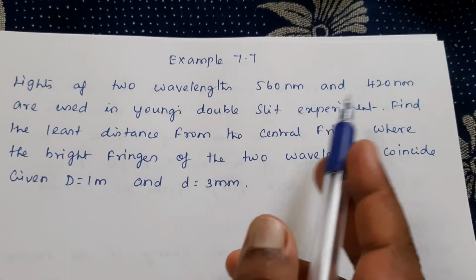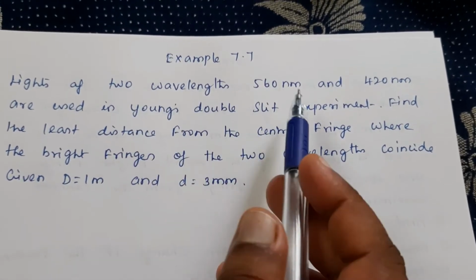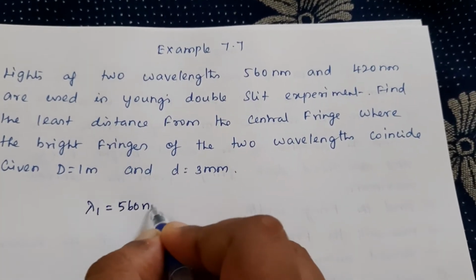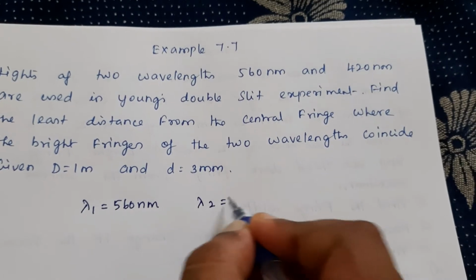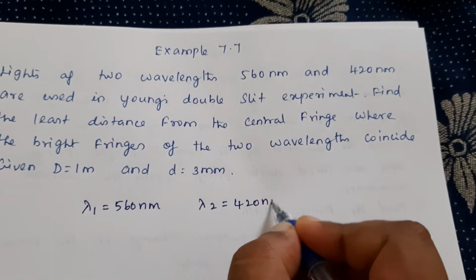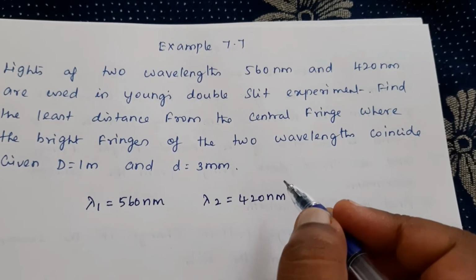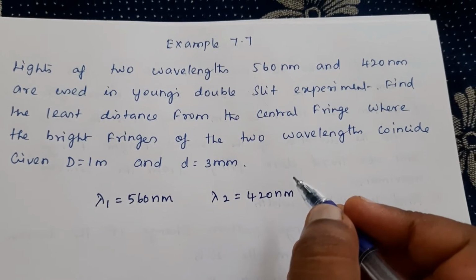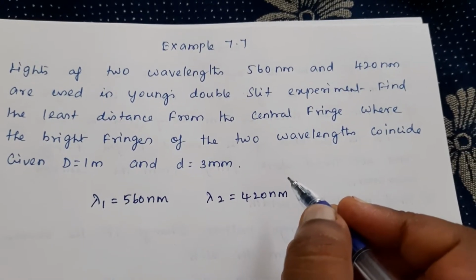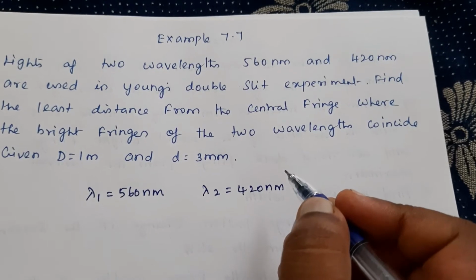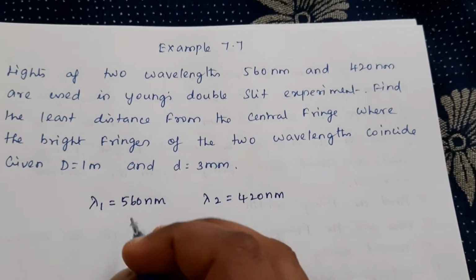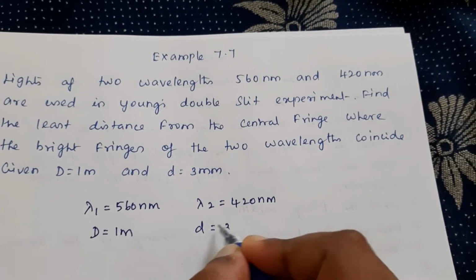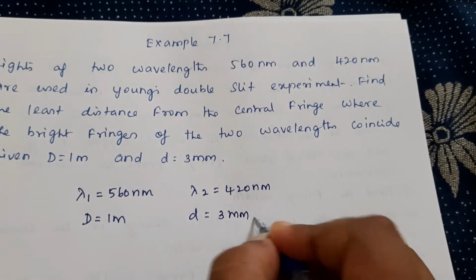Now what are the things given here? The wavelengths of two lights are given. The wavelength of the first light is lambda 1 is equal to 560 nanometer and the second light is lambda 2 is equal to 420 nanometer. Now we have to find out the least distance from the central fringe where the two bright fringes of the two wavelengths coincide. Here the distance capital D is equal to 1 meter and small d, that is the distance between the slits, is 3 millimeter.